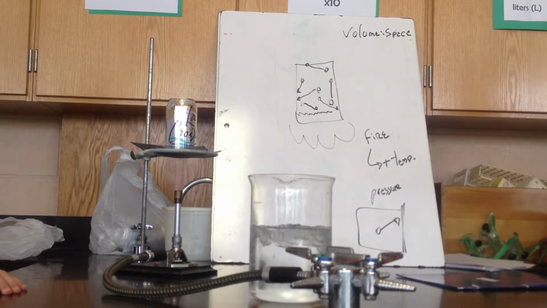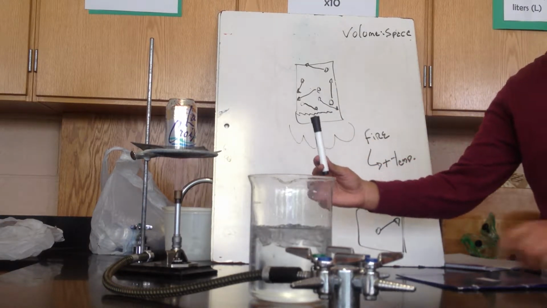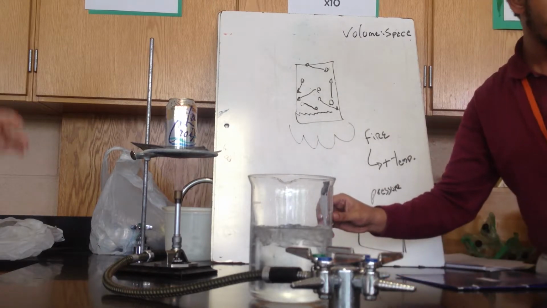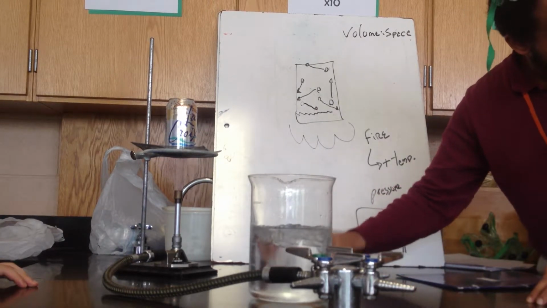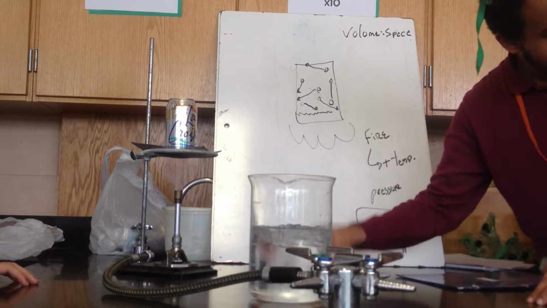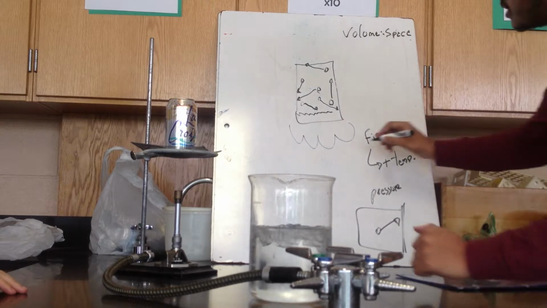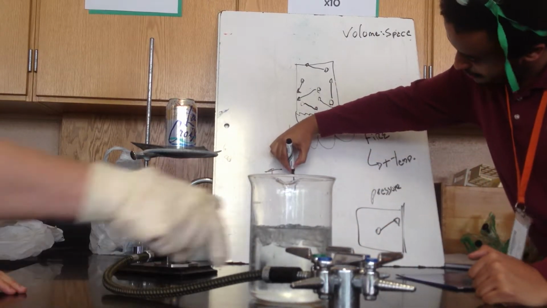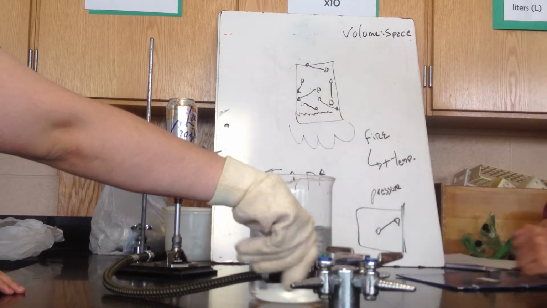Suppose this is the particle and this is the container. So they were first moving like this. Then when you add temperature, they start to move like this. So this causes the pressure when they hit the container, right? So when temperature, T, goes up, pressure goes up, right?